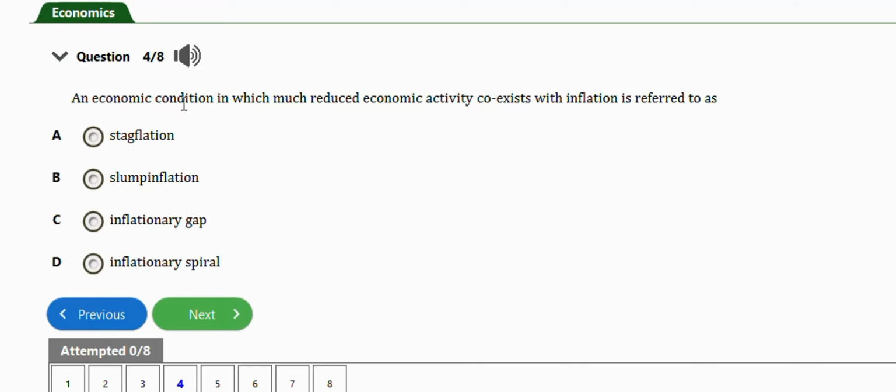Next question is this one. It says an economic condition in which much reduced economic activity coexists with inflation is referred to as. I think I've already answered this question. The right answer is option B, which is slump inflation.